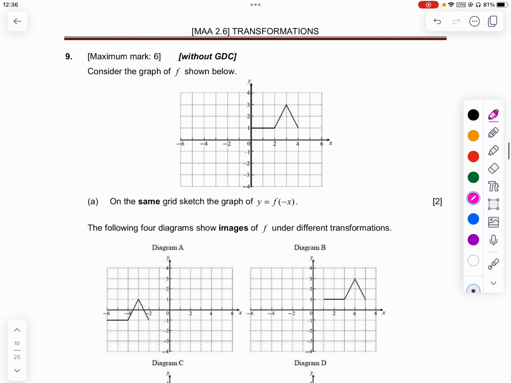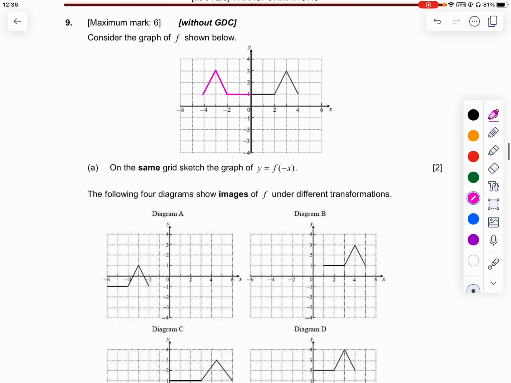Question number 9. Consider the graph f as shown below. On the same grid, sketch the graph of f of minus x. F of minus x means reflection on the y-axis. Over here and up to 3 and 3. This is f of minus x.